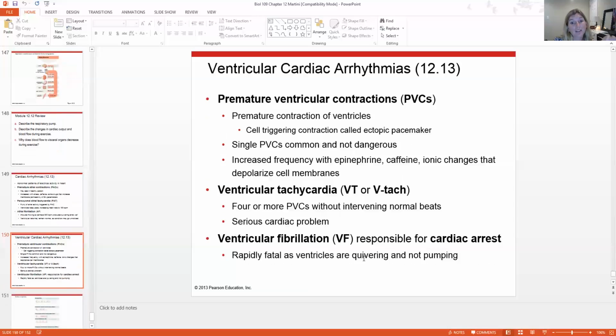The PVCs, or premature ventricular contractions, can be common and not dangerous if there's just a few of them, but with increased frequency, epinephrine, caffeine, ionic changes, they can depolarize the cell membranes. The effects can add up. You also have VTAC, or ventricular tachycardia, when 4 or more PVCs without intervening heartbeats occur. This is a more serious cardiac problem. And then ventricular fibrillation, which is responsible for cardiac arrest. This is very fatal, as the ventricles are quivering and they're not actually pumping blood anywhere.